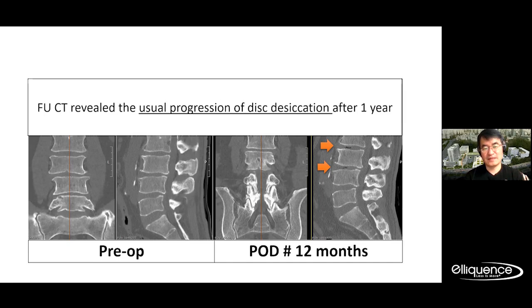Pre-op CT scan, there's no obvious central dislocation, DDD with a vacuum disc on the lower lumbar. But in the 1-year follow-up CT, there's newly developed gas cascaded in the disc situation right there. There is a usual progression of the degeneration in most patients.